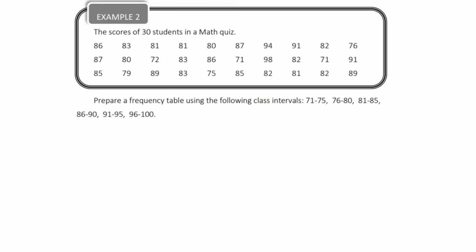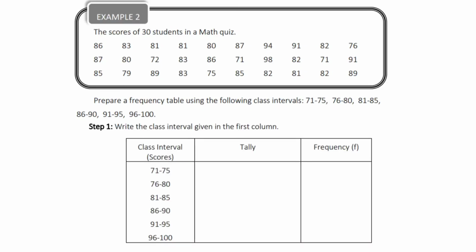Here is example number 2. For example number 2, we have here the scores of 30 students in a math quiz. We have 86, 83, and so on. So there are 30 scores since there are 30 students. The class interval is already given. So we have from 71 to 75, 76 to 80, 81 to 85, 86 to 90, 91 to 95, and 96 to 100. The class interval is already there. So we are done with column 1.